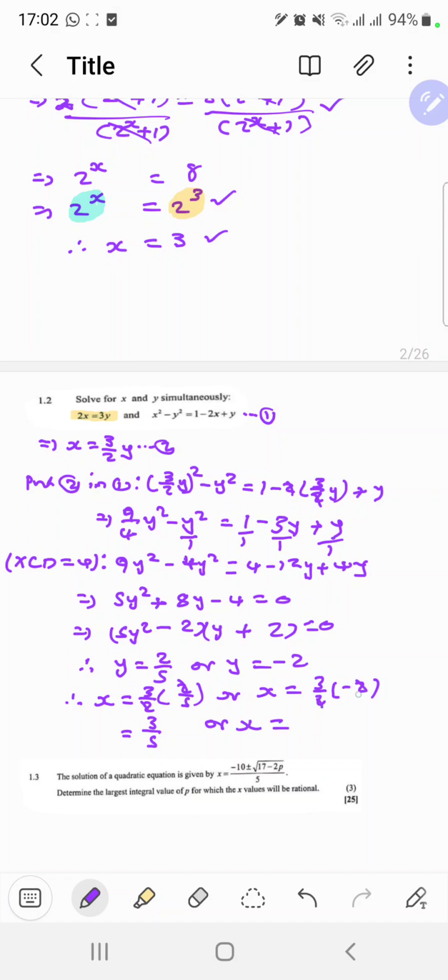Or x, this one cancels there. You get a minus 3. All right? So these are the solutions for both x and y. And then, of course, you can take this x value and put it in your equation 2. You get 3 over 5. And then we say 3 over 5 into, say, 2 over 5. So the 2's cancel. Then we remain with 3 over 5. So 3 over 5 is equal to 3 over 5.